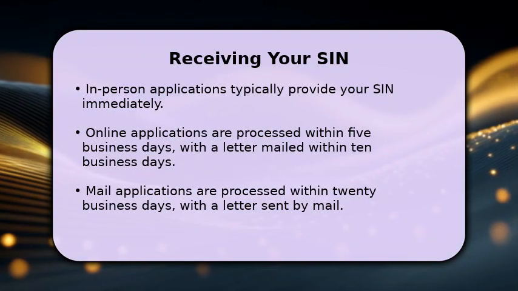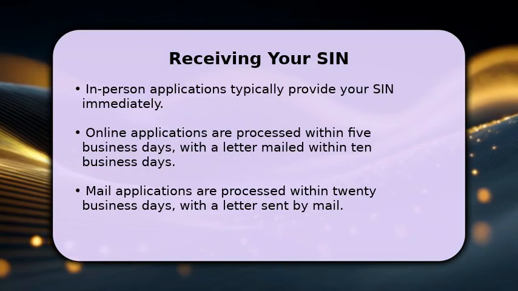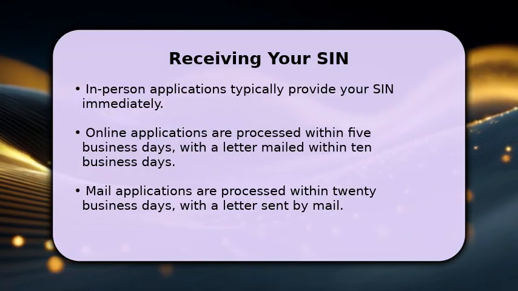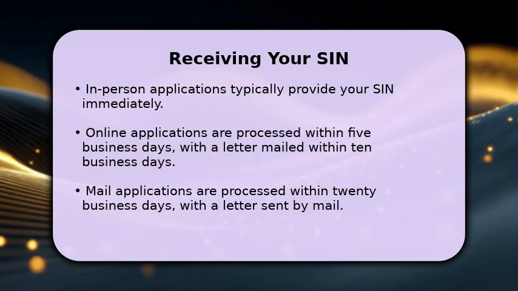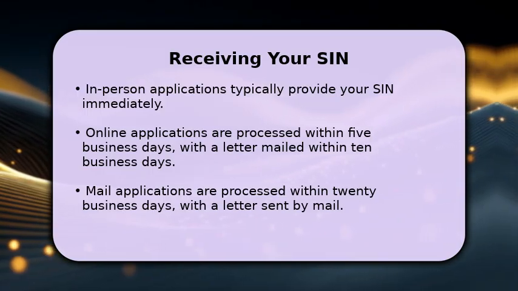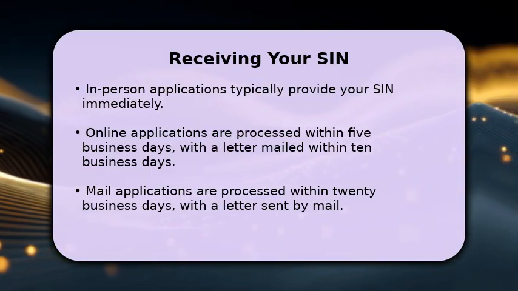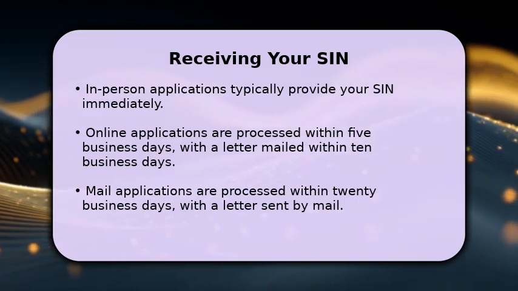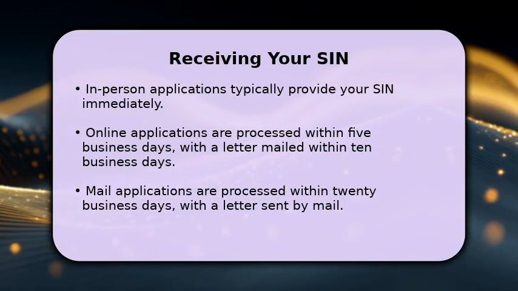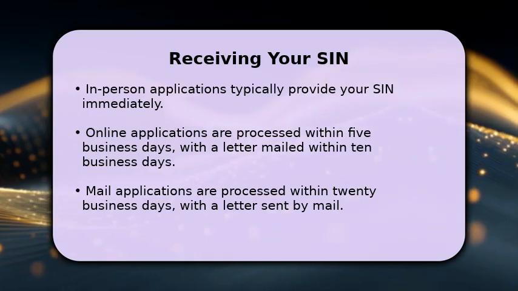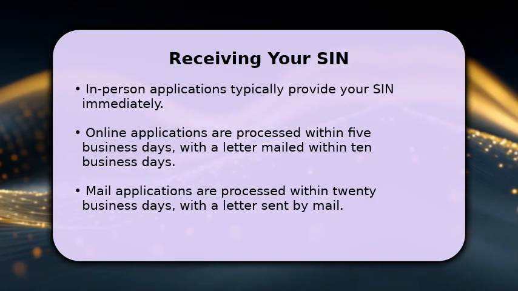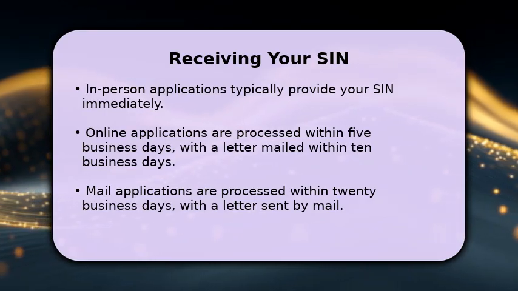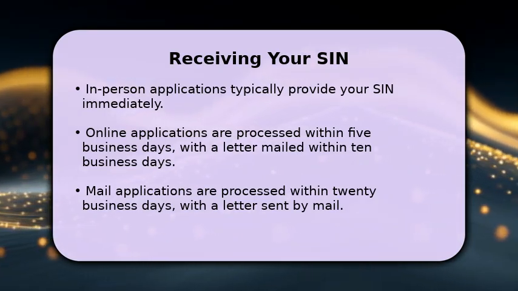Once your application is submitted, the waiting period varies by method. If you apply in person, you will usually receive your social insurance number immediately. Online applications are processed within 5 business days, and you will receive a confirmation letter by mail within 10 business days. For mail applications, expect processing within 20 business days, with your letter arriving shortly after.